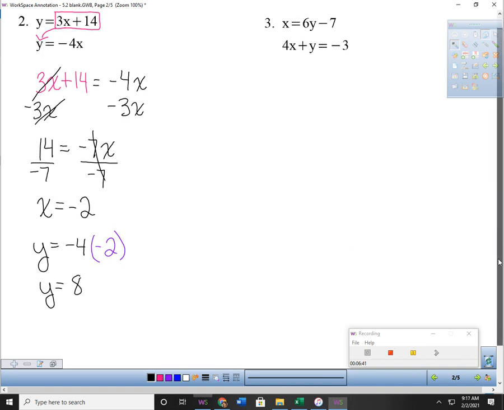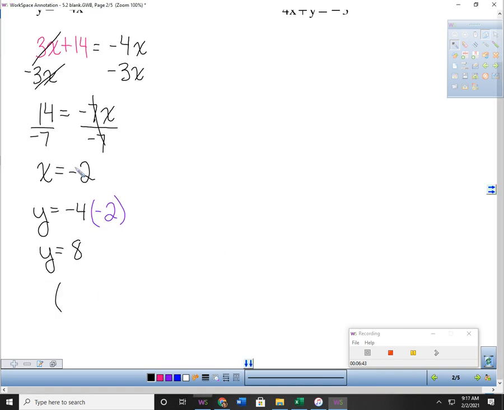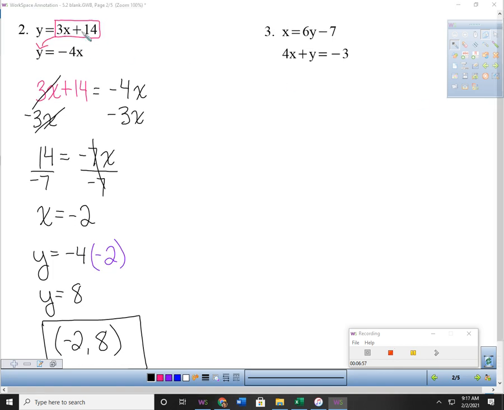And remember, this would be the point of intersection. So I've got negative 2, comma, and then the y value is 8. So these two lines will cross at negative 2, 8. And a good way to check yourself is you could graph both of them, right? Solve for y, graph them, and see if that's where they cross. That's a good way to check yourself. Also, you could plug in the negative 2 for x and the 8 for y and make sure that both sides equal. So on number 3, notice that they've solved for x, like x is already by itself.